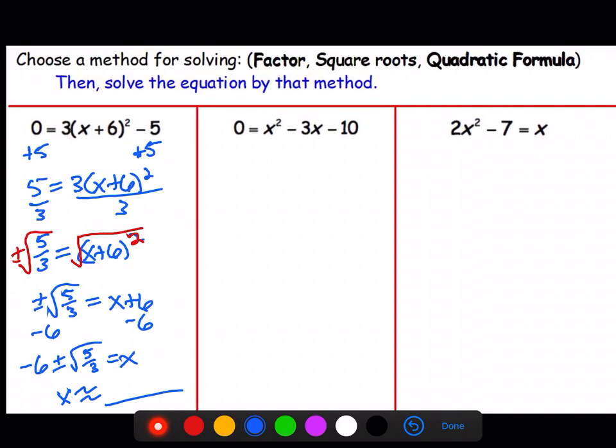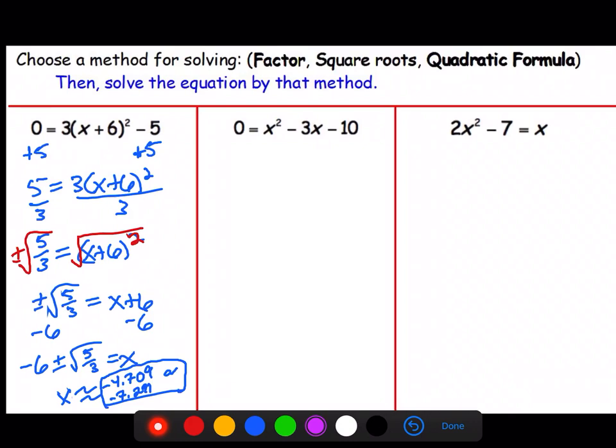As I said, negative 6 plus the square root of 5/3. There we go. And we will get a negative 4.709. Or we can type in negative 6 minus the square root of 5/3, giving us a negative 7.291. And those would be our 2 good answers.